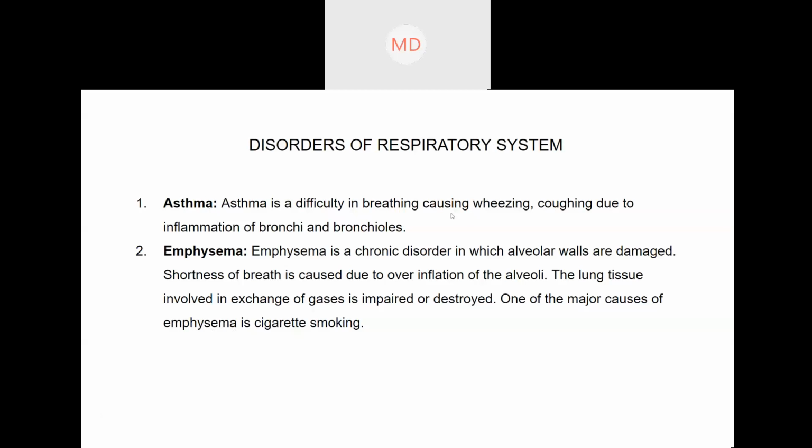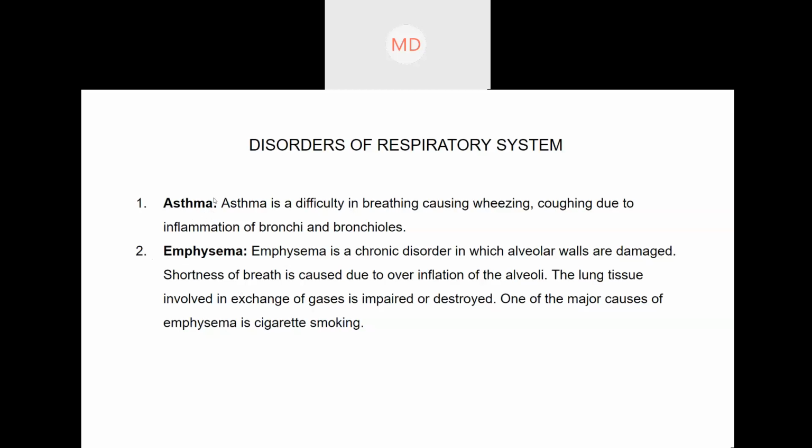For asthma, the major cause is not cigarette smoking. Cigarette smoking does not help asthmatic patients, but it is not the main cause. Asthma is due to allergies, allergens, dust and all those. But for emphysema, the main cause is cigarette smoking. When you smoke excessively, you have the chance of developing emphysema.